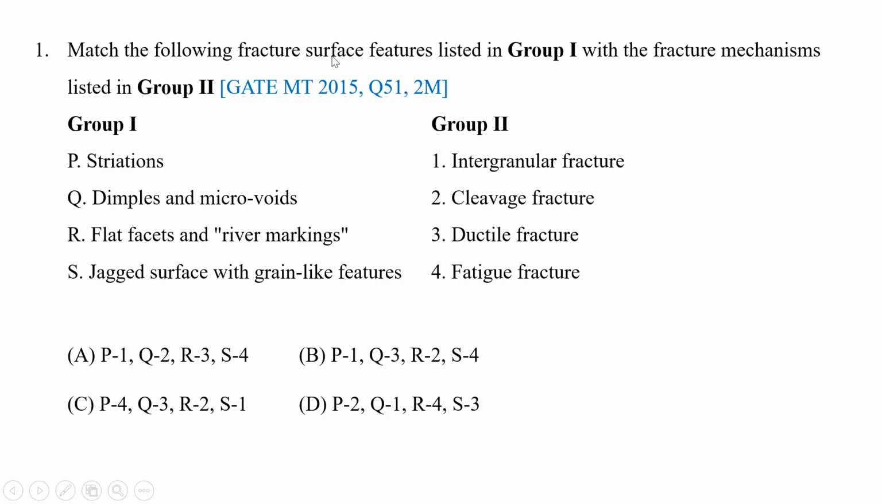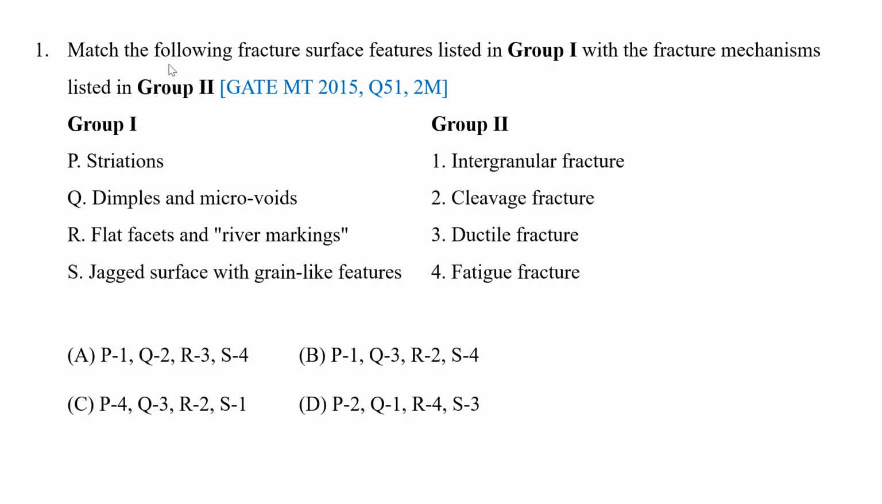Match the following fracture surface features listed in group 1 with fracture mechanisms listed in group 2. We know that whenever a material is broken, fracture mechanisms are responsible, and there will be certain features present on the surface of these materials. In group 1 we have different features like striations, dimples and microvoids, flat facets and river markings, dark surface with grain facets, and so on.